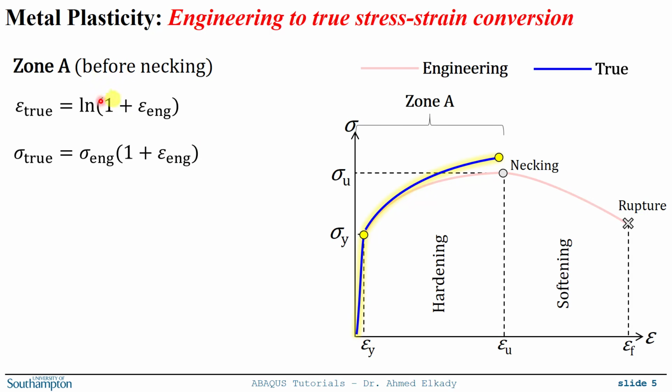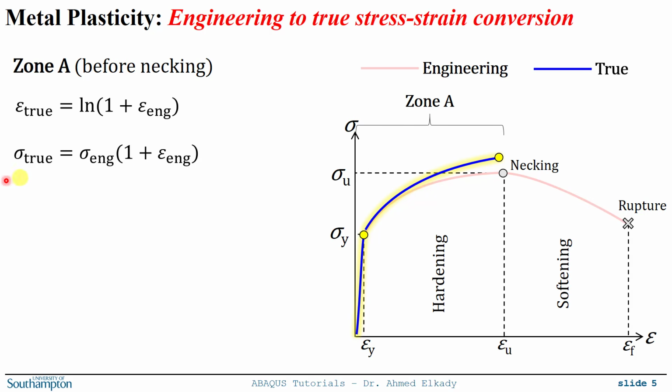Now, where did these equations come from? Well, if you search on Google, just write engineering to true stress strain conversion, you will find the process where these two transformation equations were derived. It's a very simple and very straightforward derivation that you can actually do yourself, so it's nothing complicated. I'm not going to go into those right now, but this is what we finally get for this conversion.